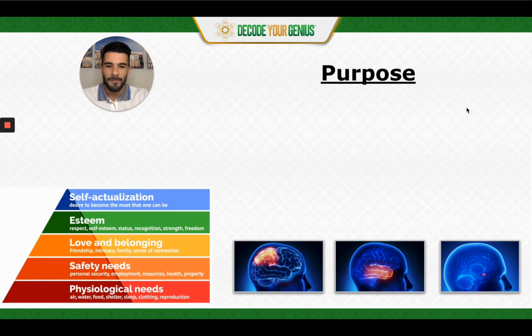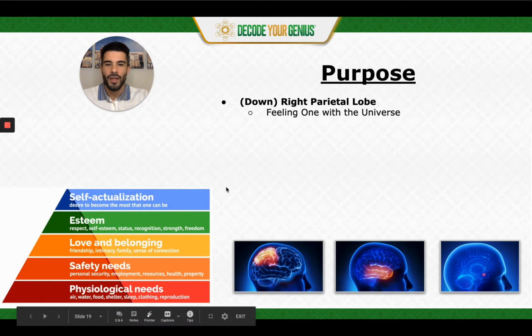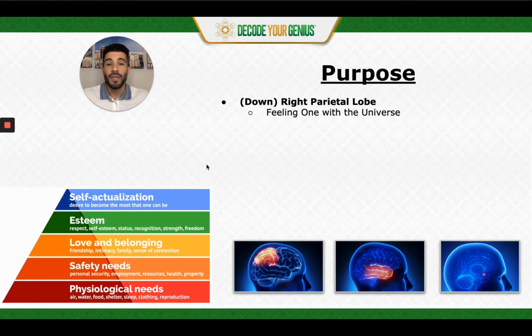Now let's go to purpose. All right. So when a person is in a state of really feeling connected to their purpose, we see a downregulation of the right parietal lobe, got that right here, which creates a feeling of being one with the universe. Now, depending on your belief pattern, people associate that with God or whatever religion, whatever that higher power is, they feel that, okay?